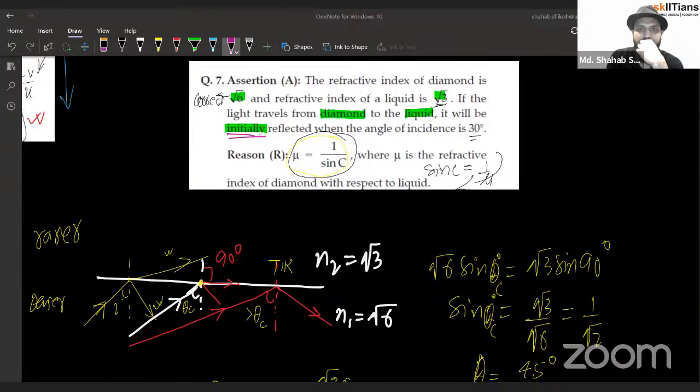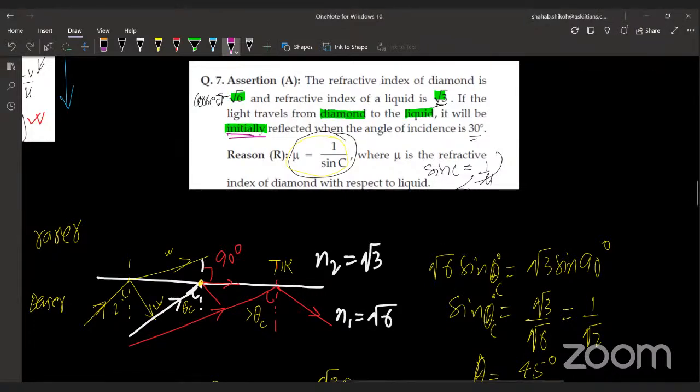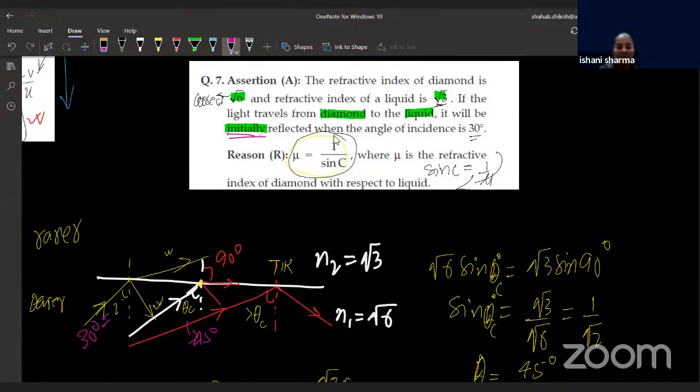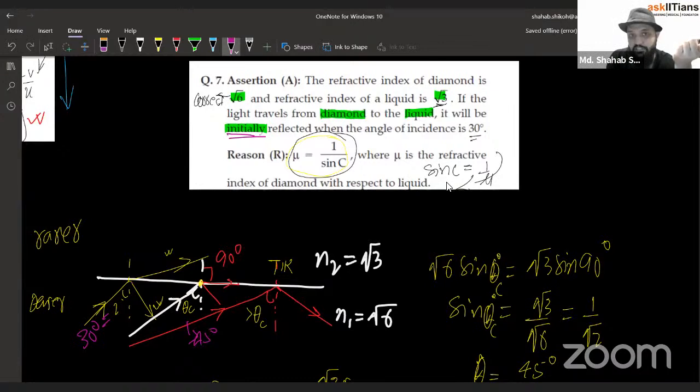The light travels in the diamond to the liquid. It will be initially reflected. Acha, internally reflected. If it was initially reflected... Sir, it is a typo maybe. If it is trying to say that it is internally reflected, then we can agree with this, because this angle is 45 degree. Before this angle, if you take 30 degree angle of incidence, then this is called internal reflection. Even if it was mentioned in the question that it is internally reflected, then we would take option A as the correct option. Do you understand? If internally reflected, then option A would be correct and the reason would be the correct explanation.